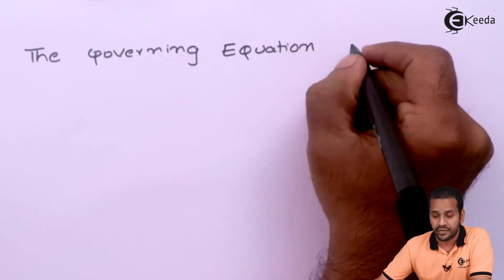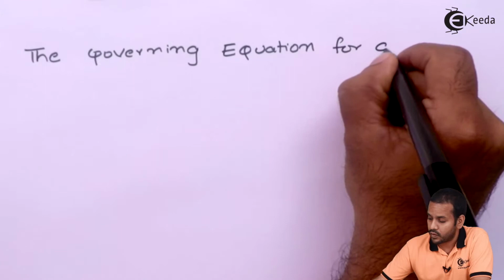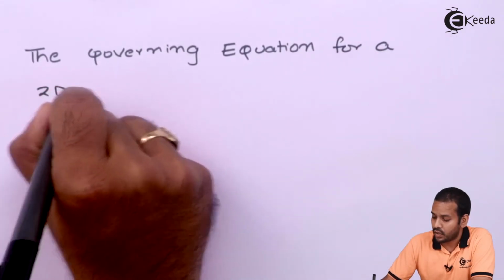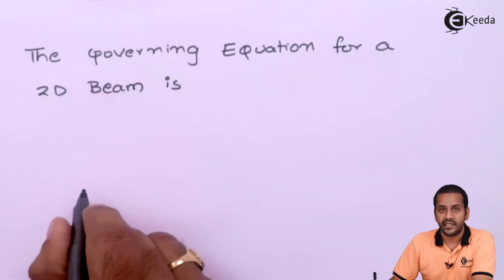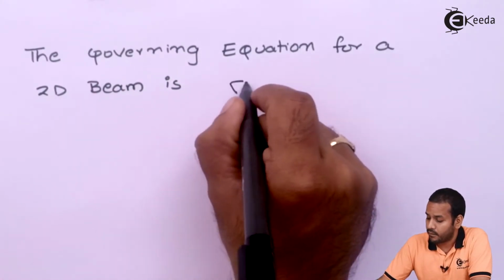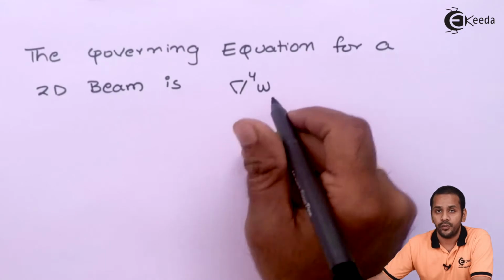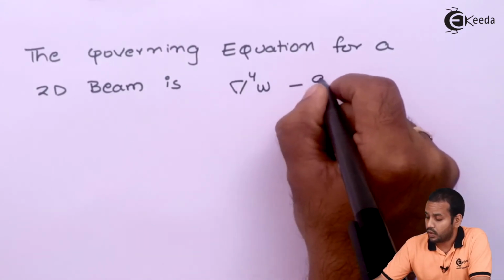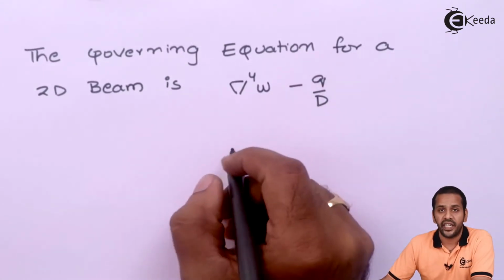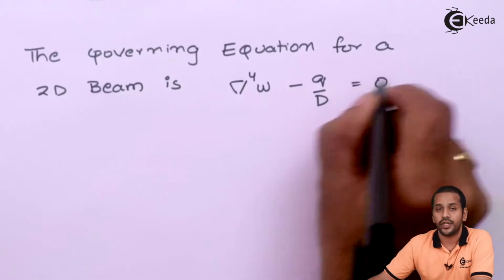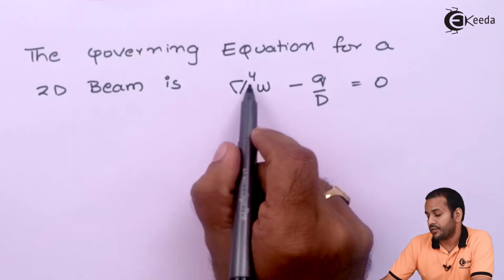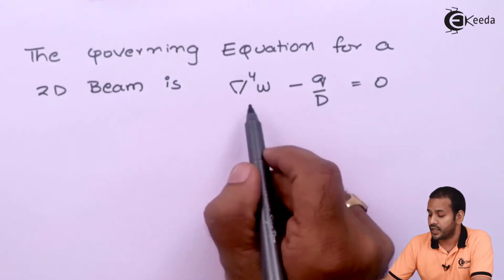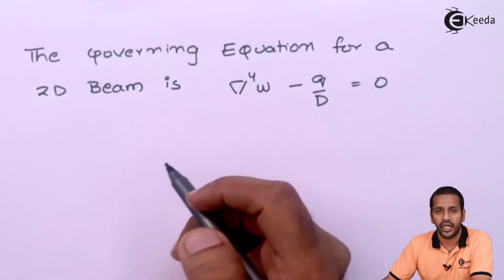The governing equation for a 2D beam is del power 4 w minus q by D equal to 0, and I have defined each and every term in the last class and I have derived what is this del power 4 in 2D, that is the biharmonic operator, that also I have derived in the last class.